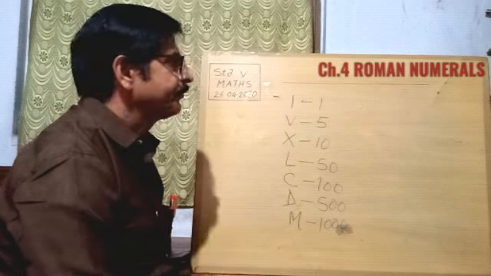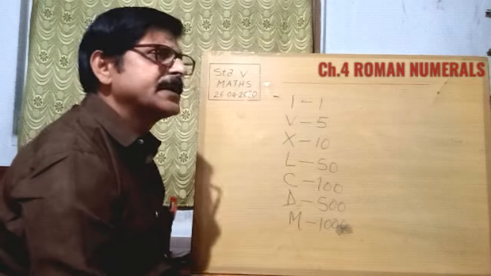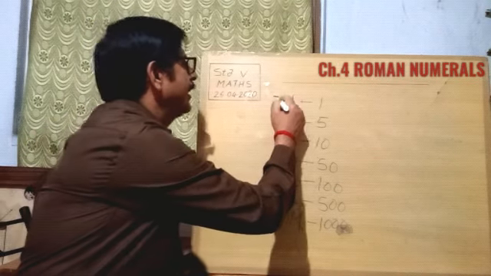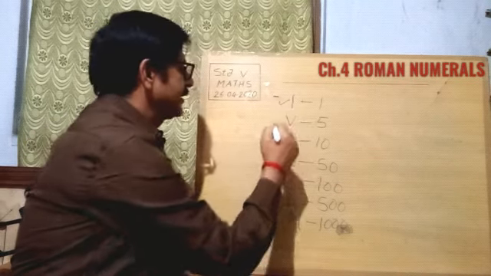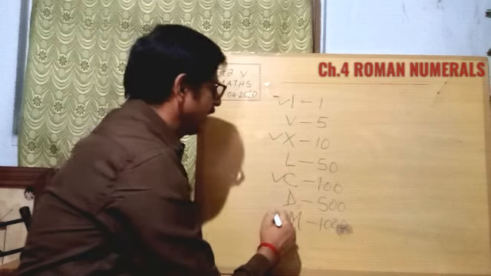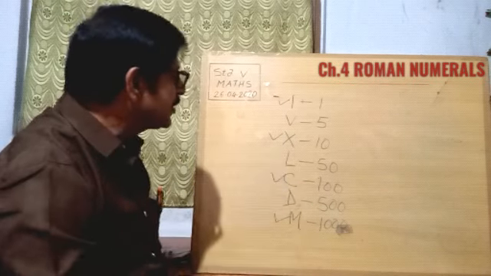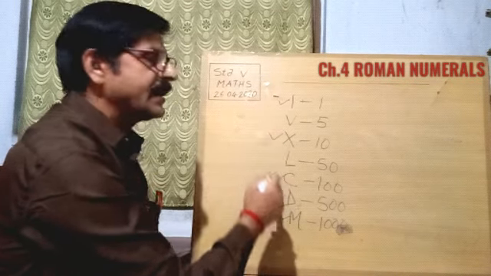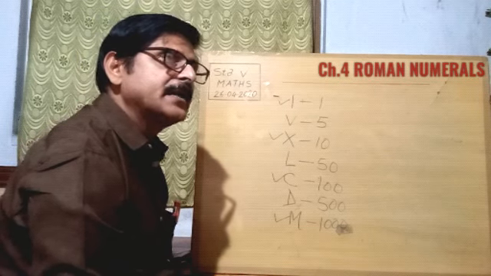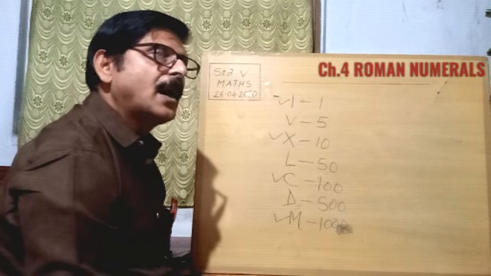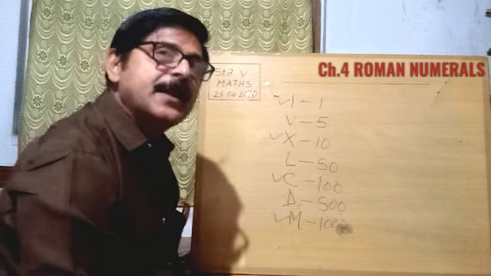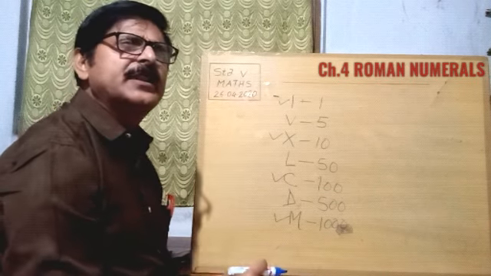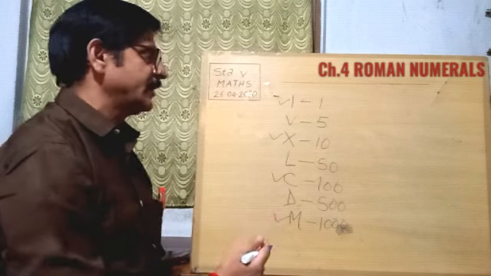Rule number 1: certain symbols can be repeated. They are I, X, C and M. Out of the 7, these 4, I, X, C and M, can be repeated. But they can be repeated up to a maximum of 3 times only. Now, what effect will they produce on repetition? Let us see.